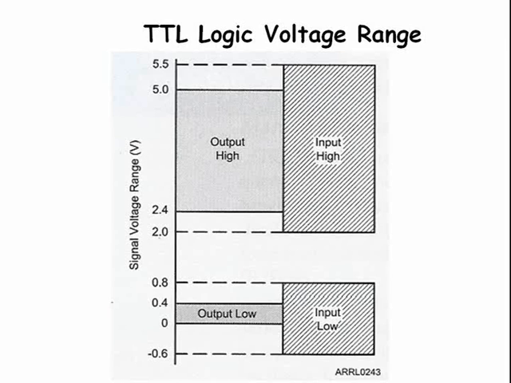TTL integrated circuits require a plus 5 volt power supply. They can work with 4.7 to 5.3 volts, but 5.0 volts is optimum. A Logic 1 output will be between 2.4 and 5 volts. A Logic 0 will be between 0 volts and 0.4 volts. Between 0.4 and 2.4 volts is no man's land.